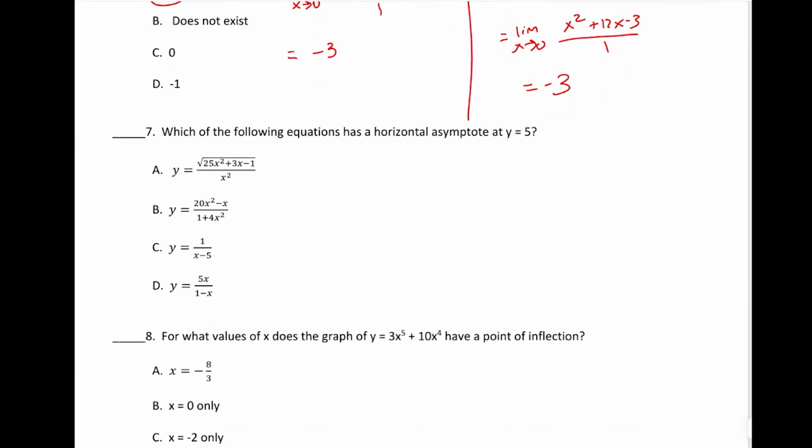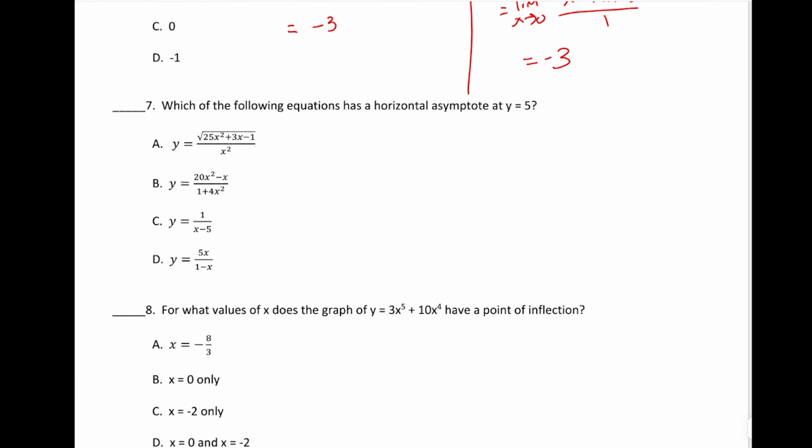Number 7 says, which of the following equations has a horizontal asymptote at y equals 5? So to have a horizontal asymptote, we need y prime to be 0. And so, unfortunately, it looks like we're just going to have to go through these one at a time and check to see if they have a horizontal asymptote at y equals 5. So let's find the derivatives here.